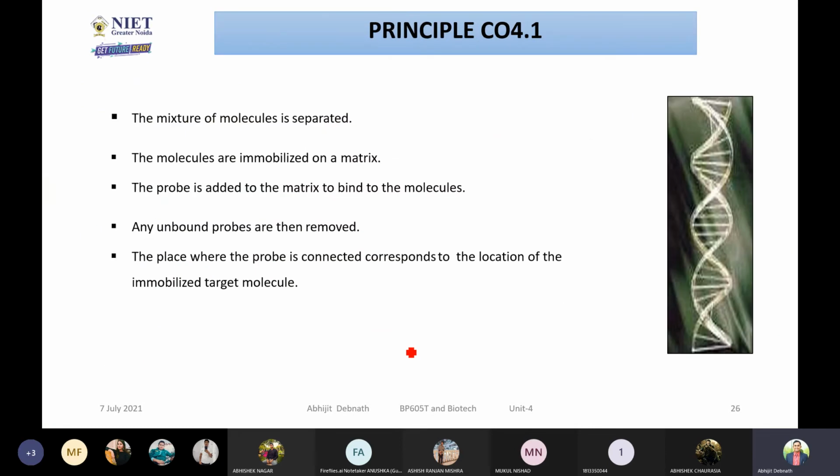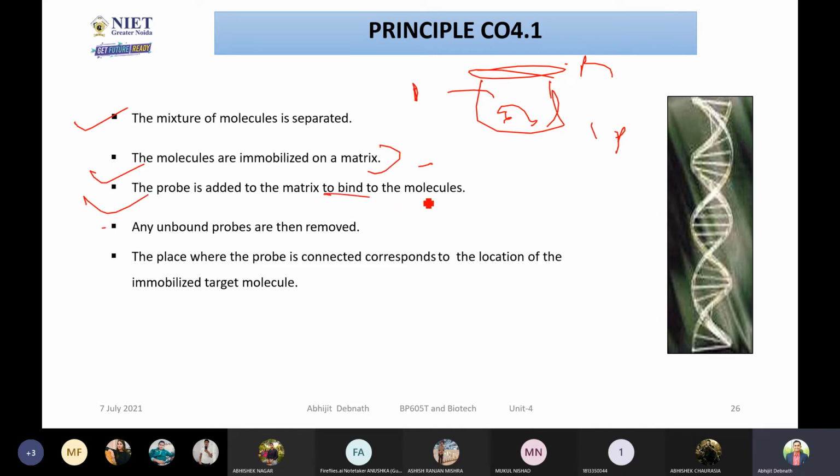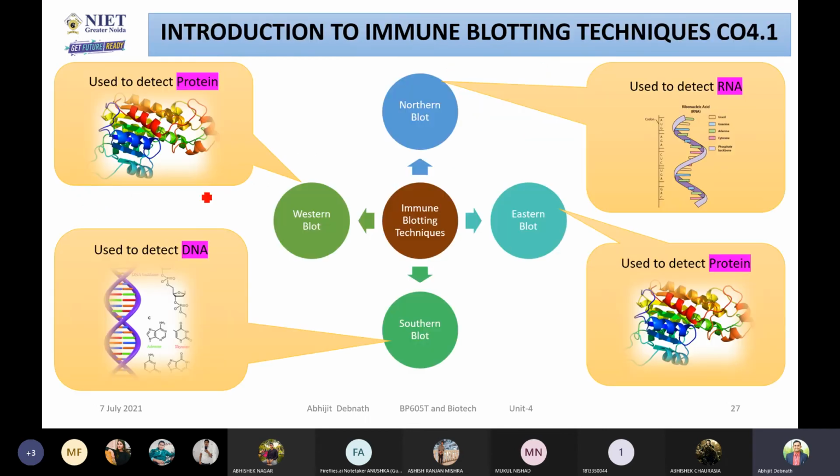So what is the principle? The principle is very simple. You have a sample where some protein, RNA, and DNA are present, so the mixture should be separated. The DNA, RNA and protein should be separated. The molecules are immobilized in the matrix. The probe is added to the matrix to bind to the molecule. Any unbound probes are then removed, and the probe connected corresponds to the location of the immobilized target molecule.